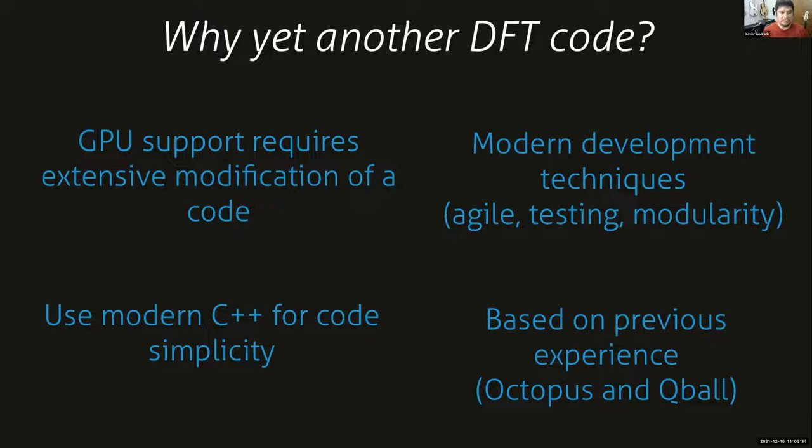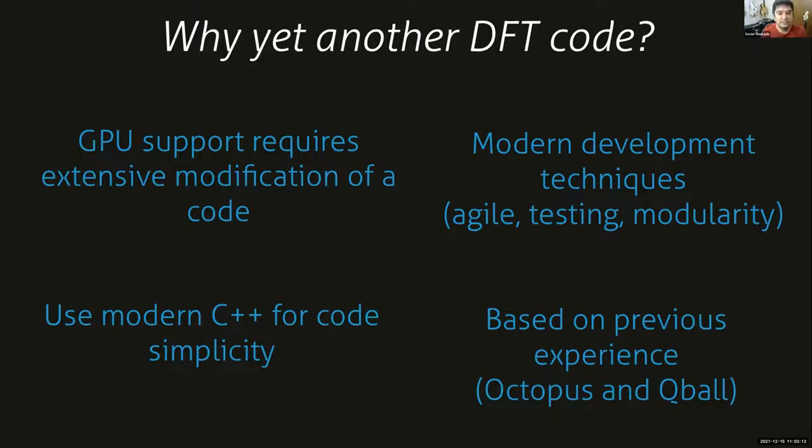And then the main question is, okay, why do we want yet another DFT code when there are plenty of codes around? The main reason is if we want to implement GPU support, in general you need extensive modification. It's not that you can just say, okay, I change a few functions and now I have GPU support. In general, you need to do a lot of work and touch a lot of the code. So it's not something easy to do, and in this sense, you have to do the work anyway.